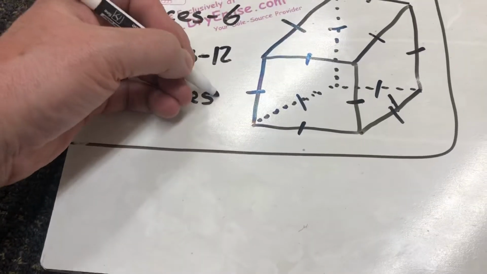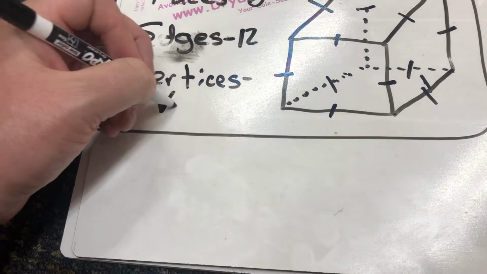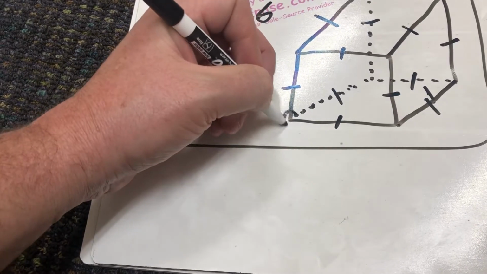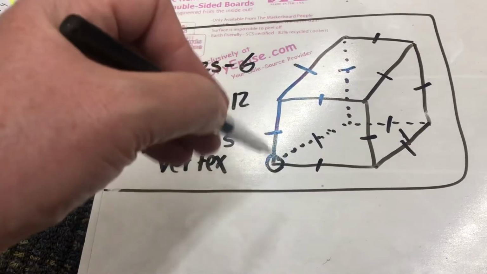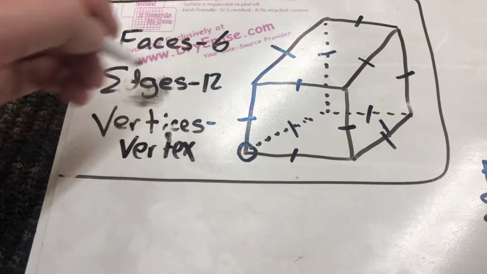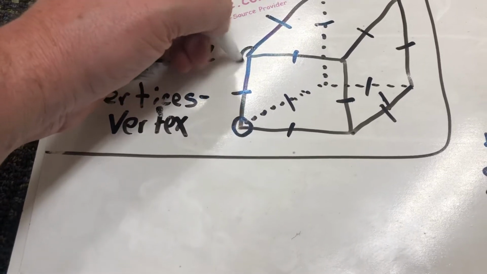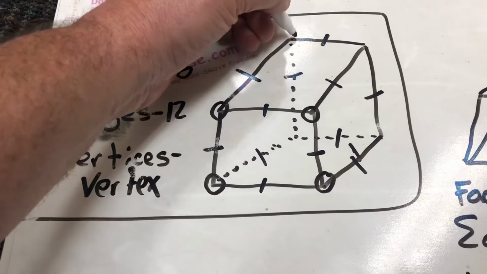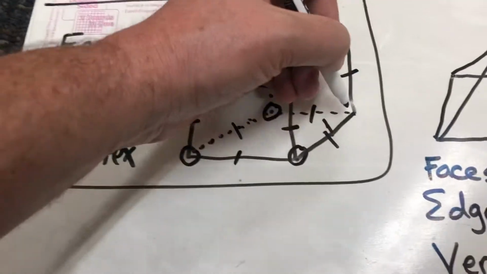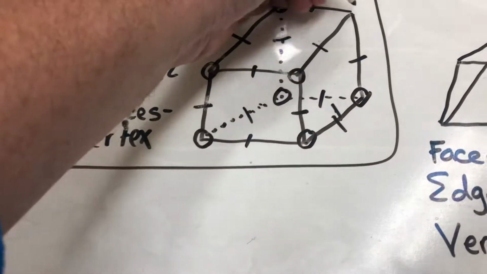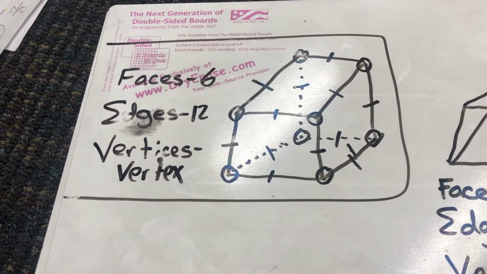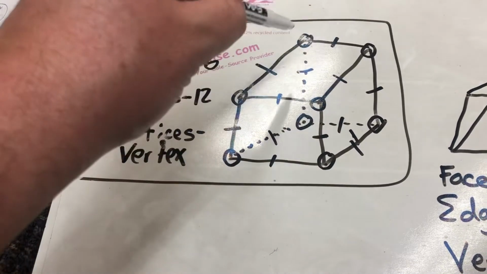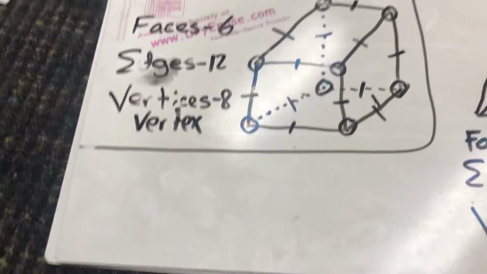Now, a vertices, that's plural. The singular form of this word is vertex. And a vertex is where 2 edges meet. So that would be considered a vertex, where this edge and this edge meet. So I'm going to go ahead and circle each of my vertices. So we already have one circled. There's 2. There's 3. There's 4. And I see back here, I've got 1, 2, 3, and 4. So a place where 2 edges meet is called a vertex. So I can see that I have 1, 2, 3, 4 here in the front, 1, 2, 3, 4 there in the back, giving me a total of 8 vertices.